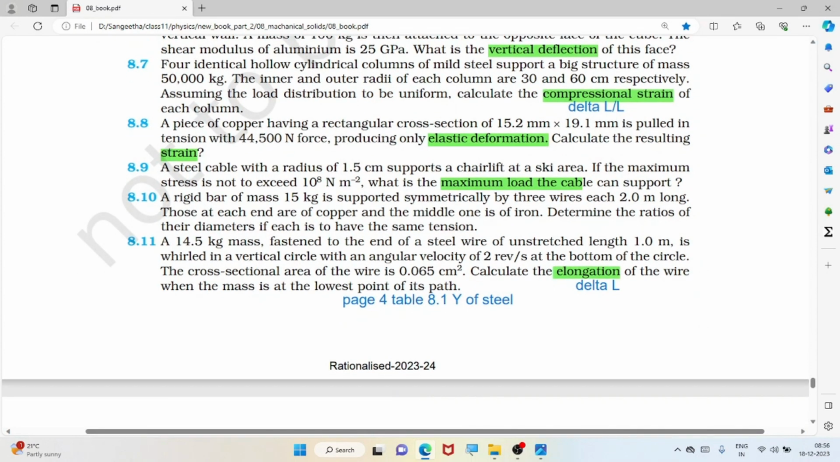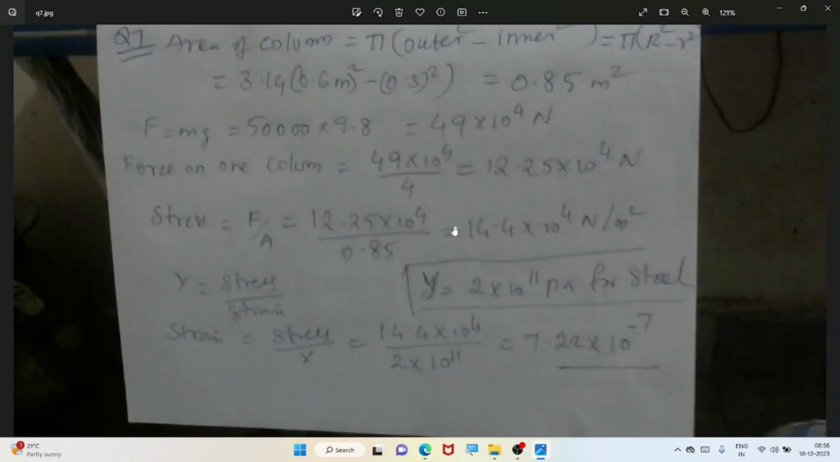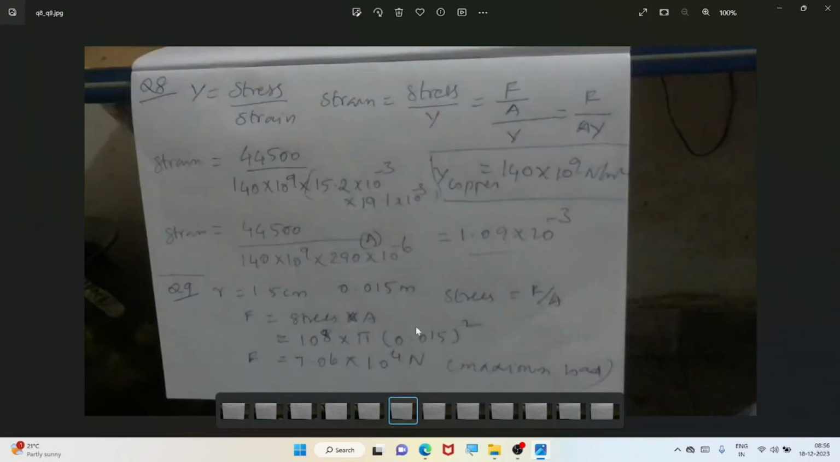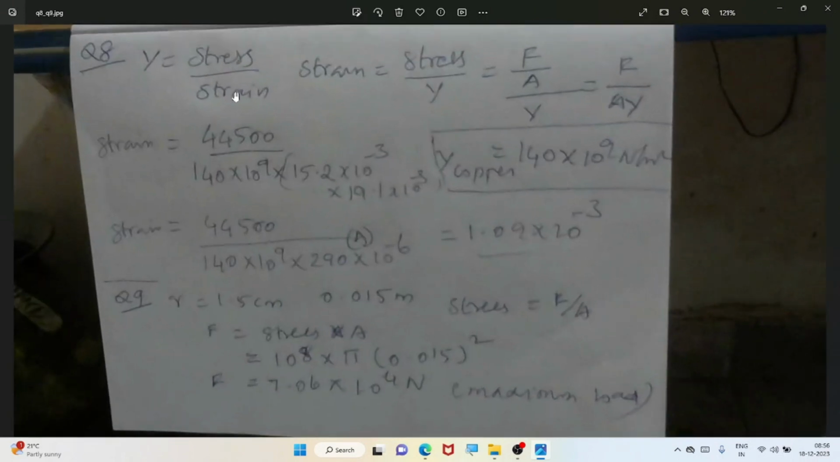A piece of copper having a rectangular cross section is pulled with this force, producing an elastic deformation. Calculate the resulting strain. Young's modulus equals stress by strain, so strain equals stress by Young's modulus. This is the Young's modulus of the copper. Okay, this is the area of cross section, so we can compute the strain.